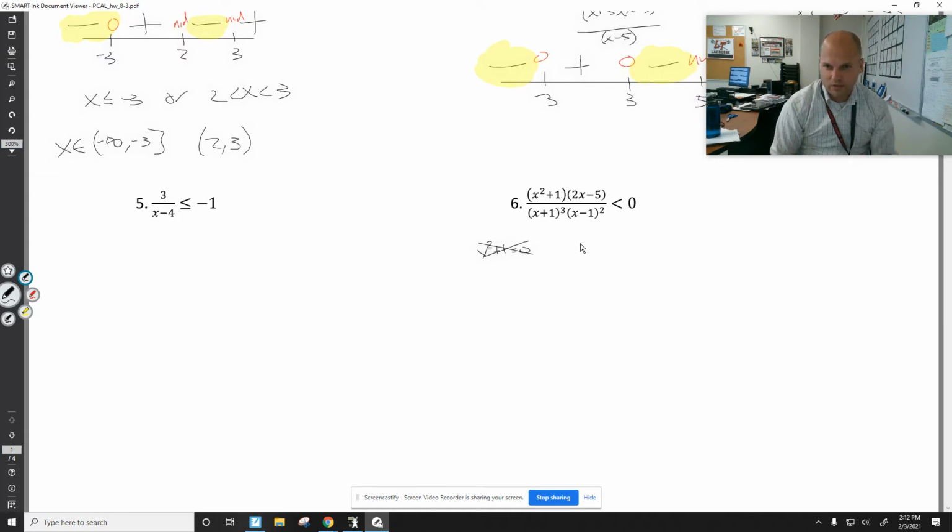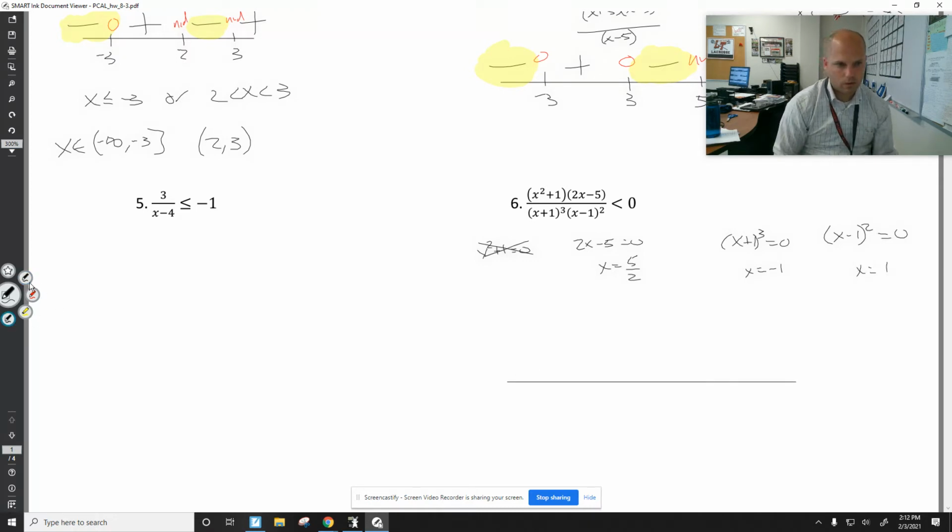2x minus 5, you can solve to get x equals 5 halves. Add 5 divided by 2. (x + 1) cubed, obviously you get x equals -1. (x - 1) squared, and here's where the multiplicity comes into play. x equals 1. So I'm going to throw down -1, 1, 5 halves.